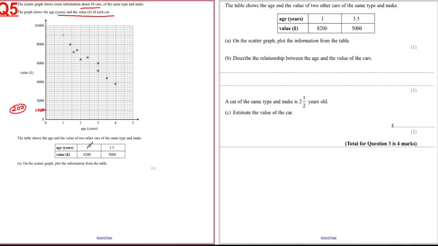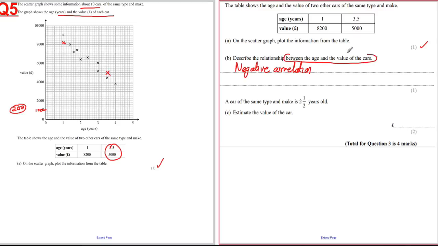Okay, so all we've got to do is plot this. 1 against 8,200, which would be 1 square up from 8,000, and 3.5 against 5,000. So 3.5 is here against 5,000, which would be exactly there. Very straightforward. Describe the relationship. Well, it's a negative correlation between the age and the value of the car, and you should write this down, so you would have written that down there.